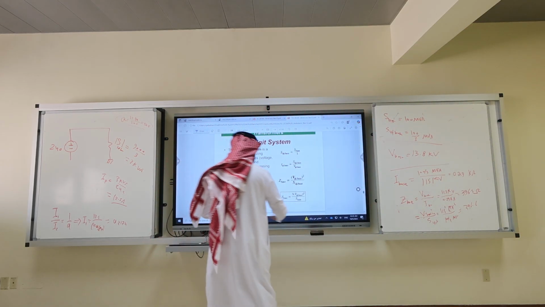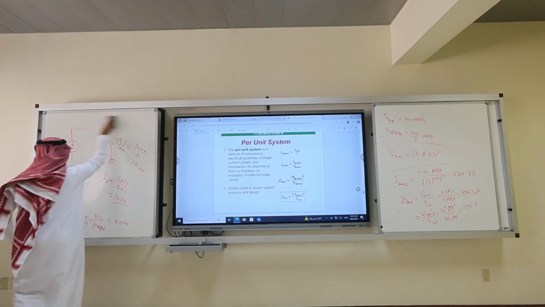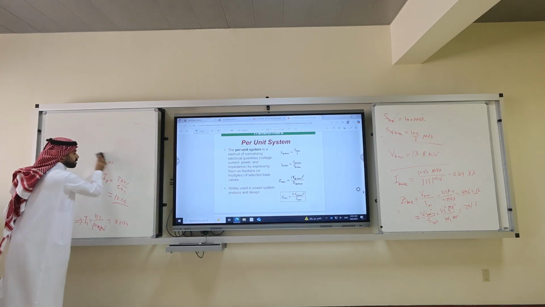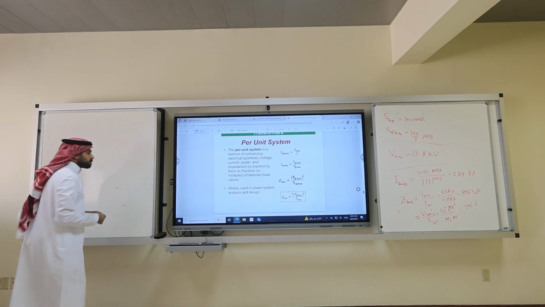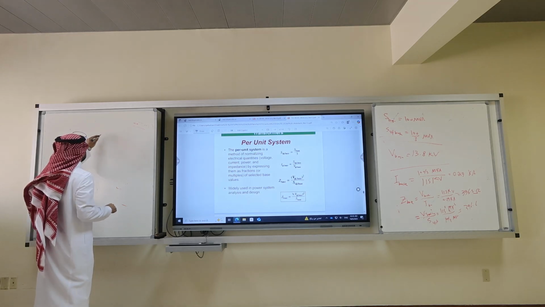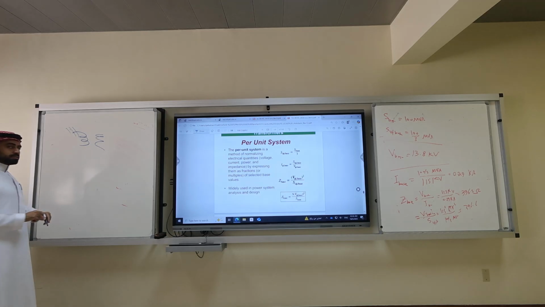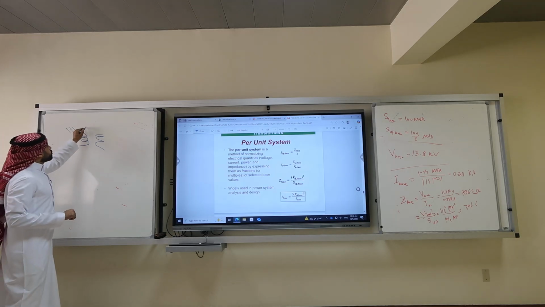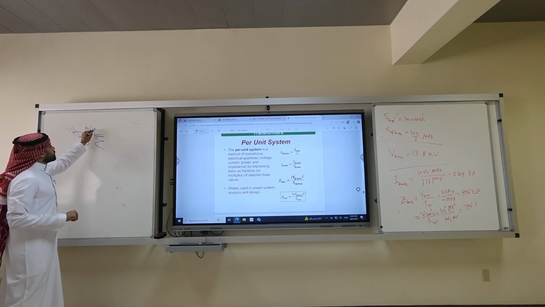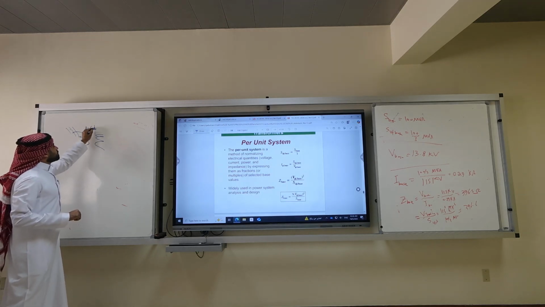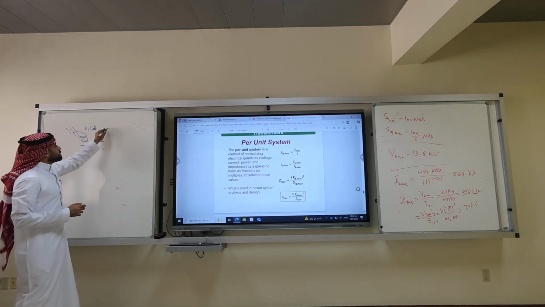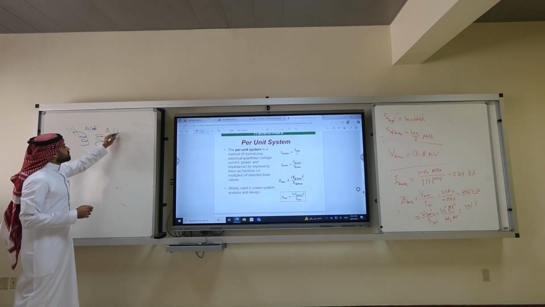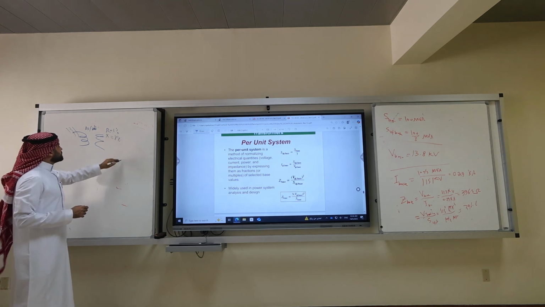Usually in transformers, in real life, in the papers, they will draw a transformer. They will put 3 lines. Then they will tell you 115 over 13.8. They don't even write the units in the drawings. They don't have time. Then they will tell you R 1%, X 7%. What does it mean?